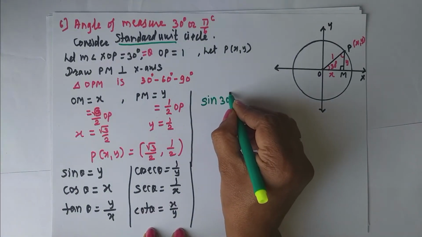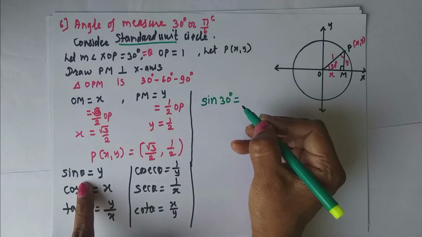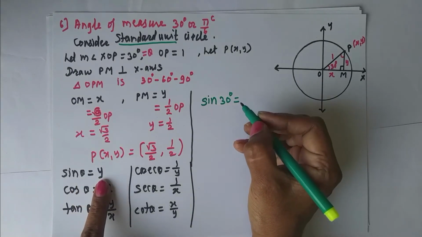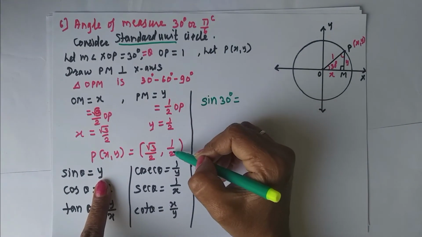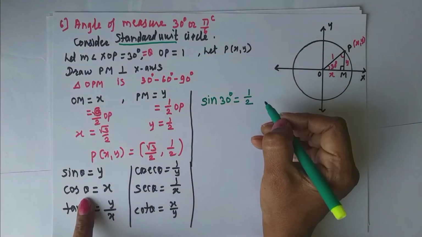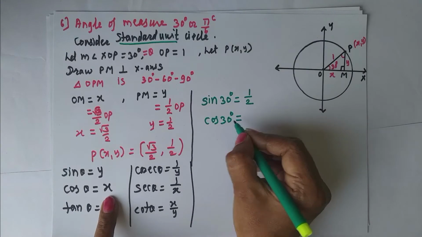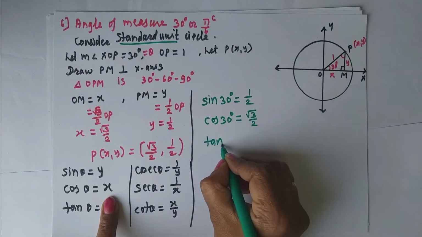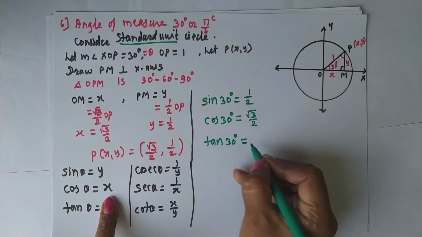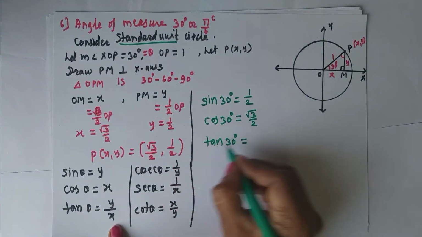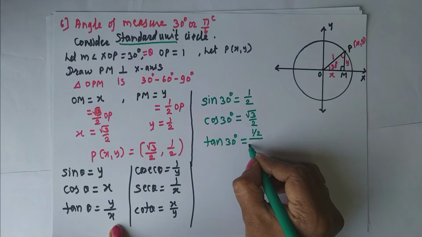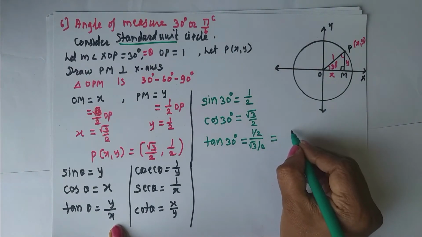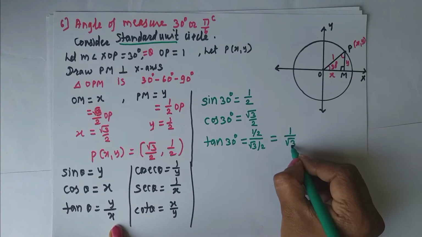Sine 30 degree. What will it be? Here in this formula I am keeping value of theta 30. What is y? See here, y is half, the y coordinate of the point. Then what will be cos 30? X. What is the value of x? Root 3 by 2. Then tan 30. Tan 30 is what? Y by x. Y is half, and x is what? Root 3 by 2. After simplification, 2 will get cancelled and this is nothing but 1 by root 3.